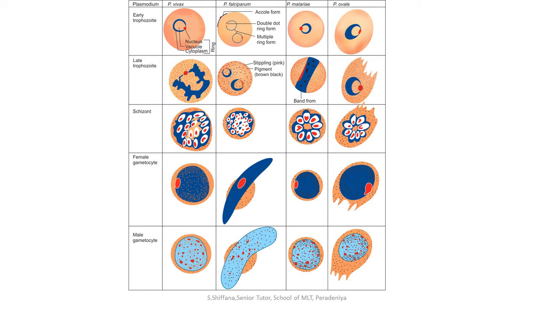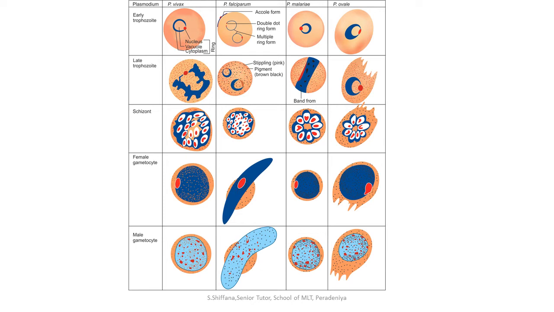And when we consider the schizont, there is a definite shape, but in the case of vivax we cannot see the actual shape of the schizont, it is amoeboid shape. But here in the case of ovale schizont, there is a definite shape.